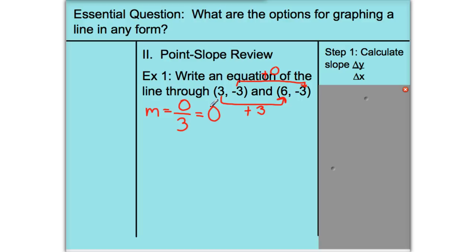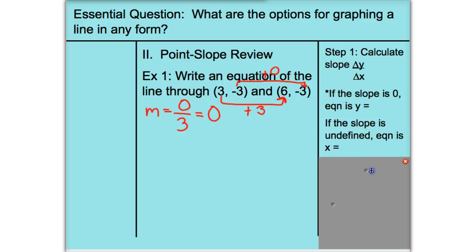Now we can substitute this into point slope, simplify in slope-intercept form, but we've got a couple of shortcuts. If the slope is 0, you will have a y equals equation. If the slope is undefined, you will have an x equals equation. And you don't have to memorize this. Which one didn't change, the x or the y? In this case, our y value stayed the same, so it will be a y equals equation. If your x value stays the same, it will be an x equals equation.